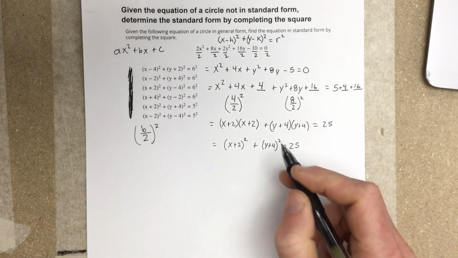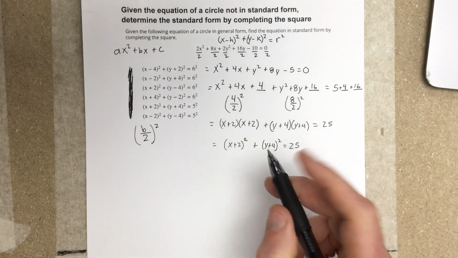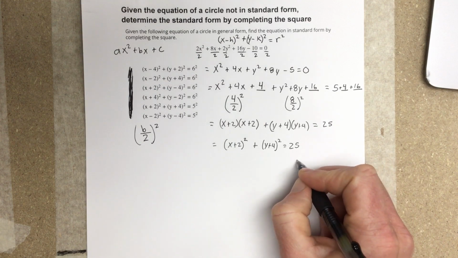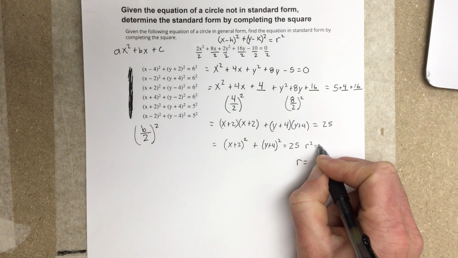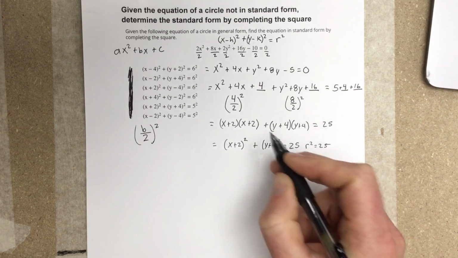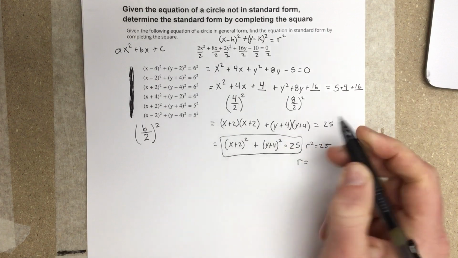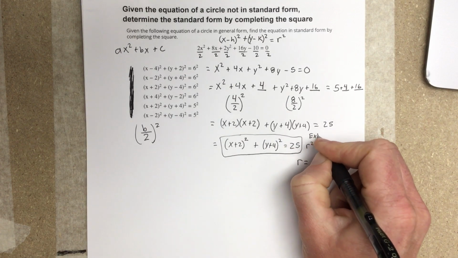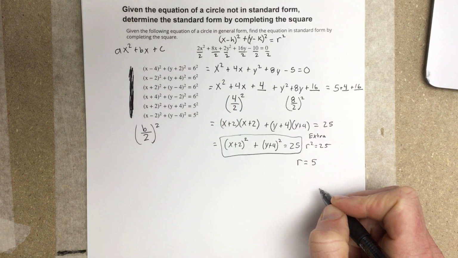So you can see now that we have this written in standard form. Now we can actually go a little farther. Our r value, our radius for this circle, we know that r squared is 25. Okay, so this was our solution. This is just extra information, so I'll just write extra. R squared is 25, so r is 5. Our radius of the circle is 5.